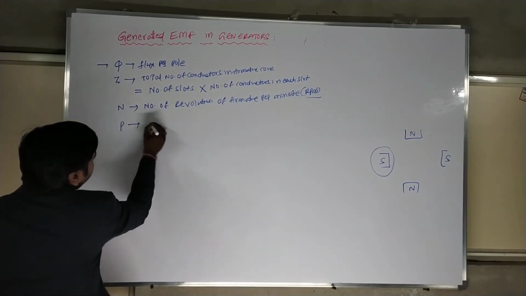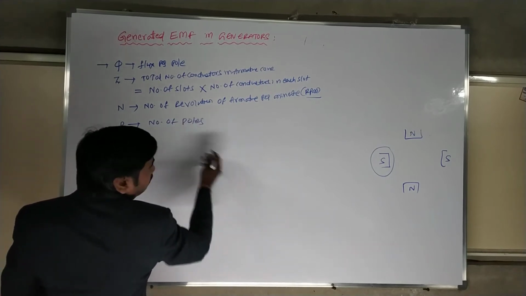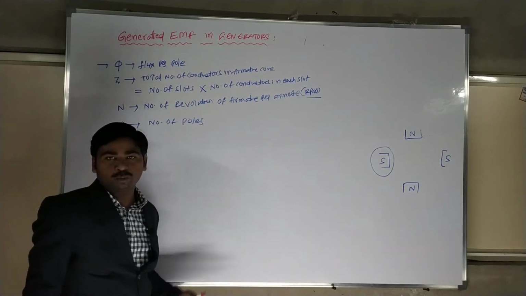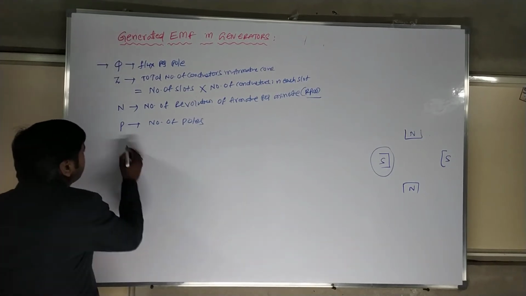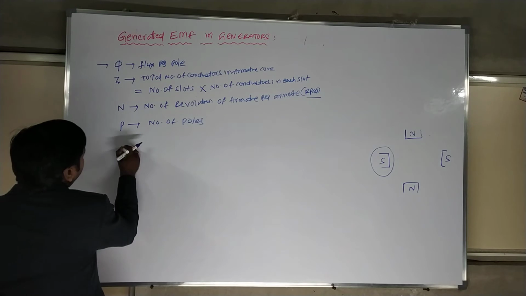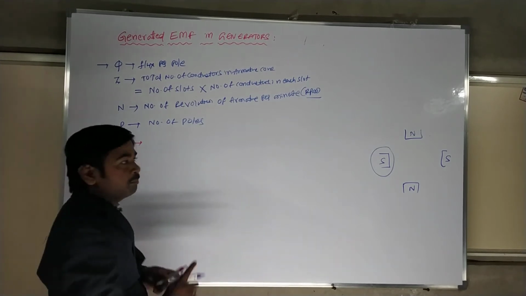Next, P is the number of poles in the machine, 4 pole, 6 pole, 8 pole or 2 pole. You can tell by looking at the machine. Next, the interesting point is here: A is the number of parallel paths.